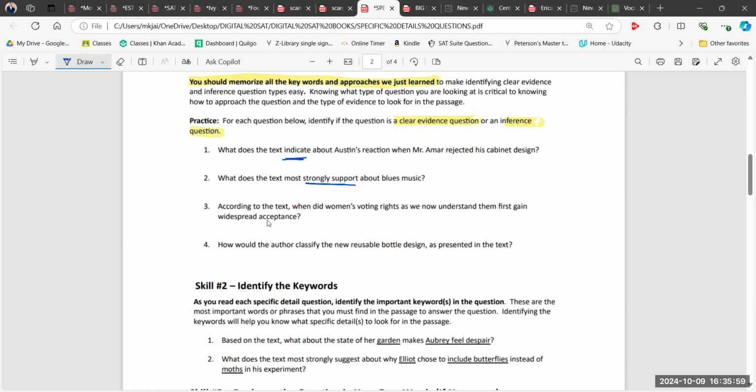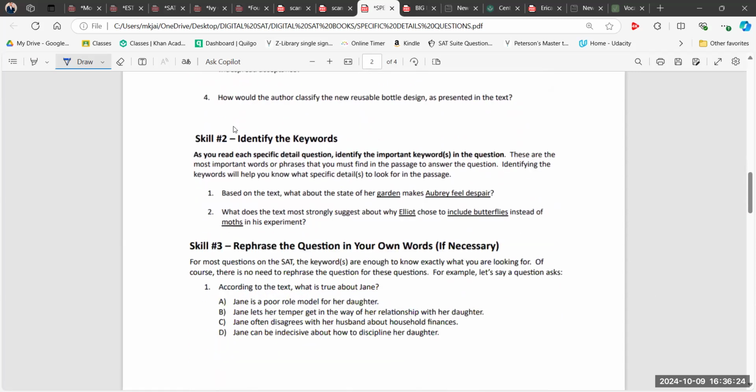Clear evidence. Yes, Leah. According to the text, when did women's voting rights, as we know them, first begin? So that's clear evidence. What about number 4? Ahmed, how would the author classify the new reusable bottle design as presented in the text? What do you think? Clear. Okay. All right. So what's the second skill that we need to practice?